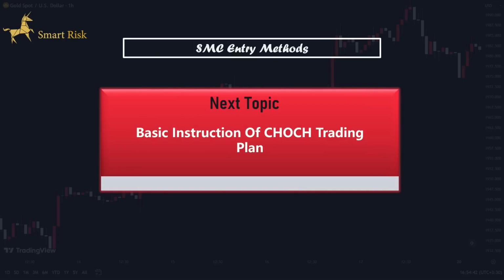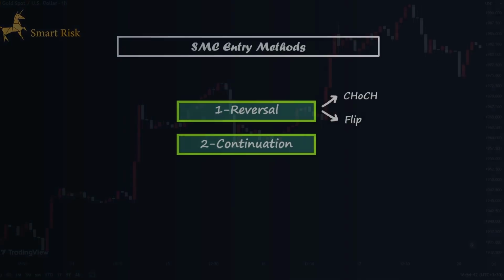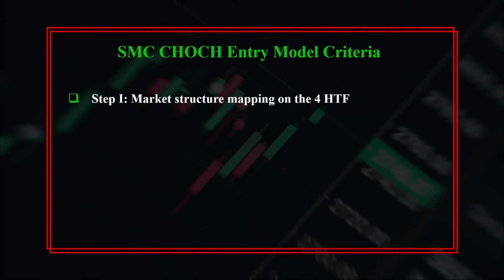Now, let's delve into the basic instructions that should be considered to properly implement the change of character in our trading strategy. Firstly, we should conduct market structure mapping on the 4-hour time frame and highlight unmitigated areas of interest, and wait for price to tap into the 4-hour time frame's demand or supply zone.